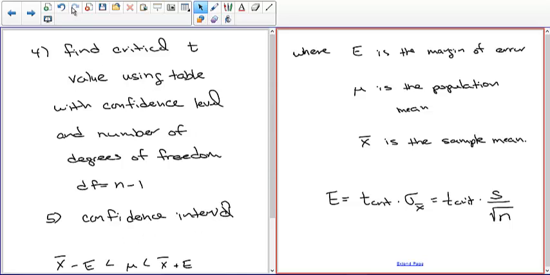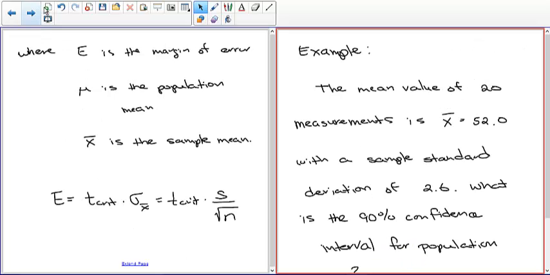So let's go through and start on one example. We'll look at these steps. So here's the example, and for your assignment, I won't give you the mean and the standard deviation. You'll need to calculate them, but besides that, the procedure is exactly the same. So what I have is I've taken 20 measurements from a population.